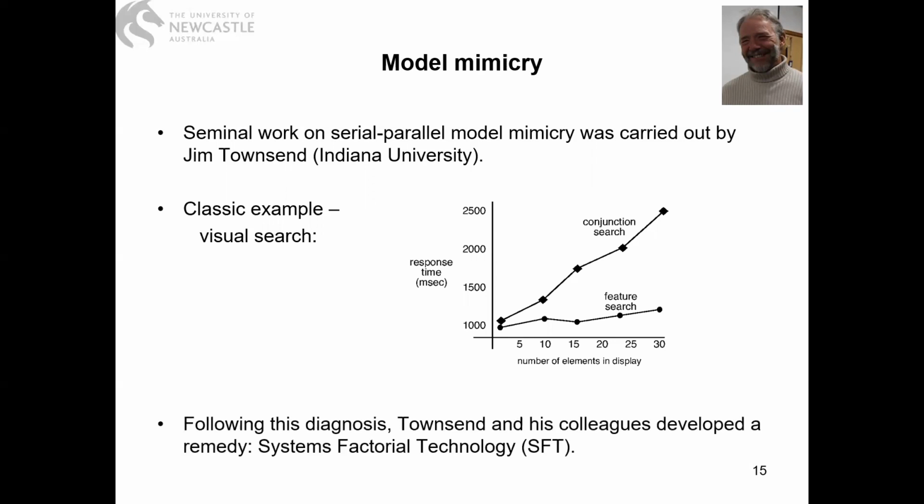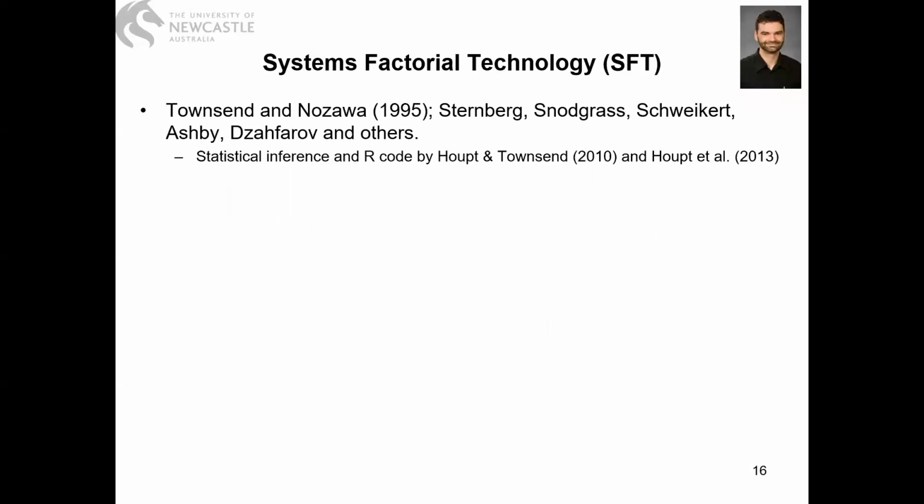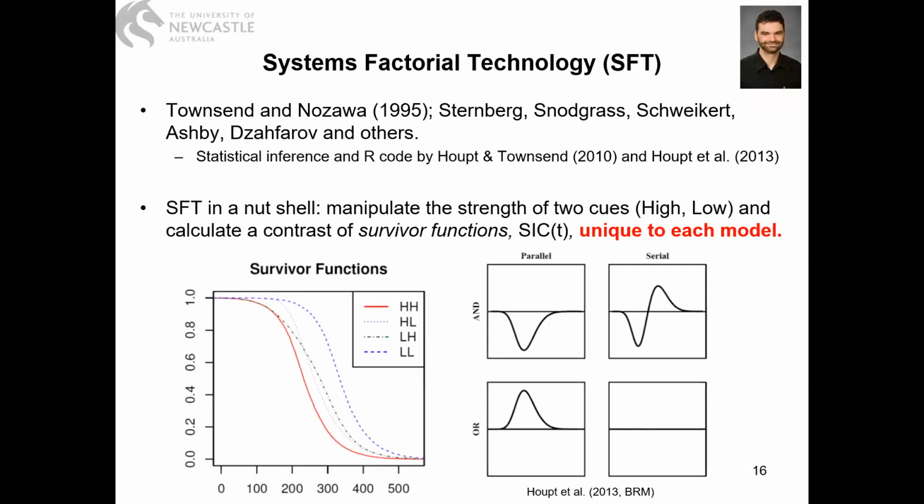Following this diagnosis, Townsend and his colleagues developed a remedy, systems factorial technology, which is a method that can overcome those limitations. In a nutshell, in systems factorial technology, we manipulate the strength of two cues. The strength can be high or low, and we then calculate a contrast of survivor functions. This contrast, the survivor interaction contrast, or SIC for short, is unique to each and every model.